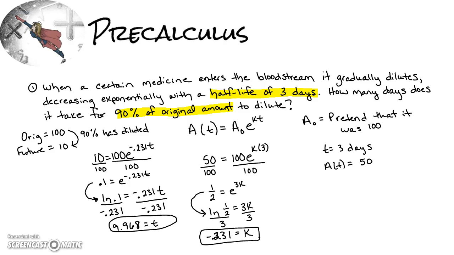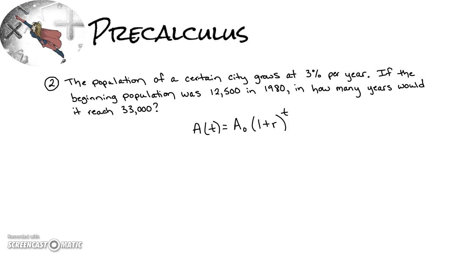So our final answer would be 9.968 days, because that's what time was measured in for this problem, equals t. So it takes that many days for 90% of the medicine to dilute in the bloodstream. Okay, now moving on to our last problem here.